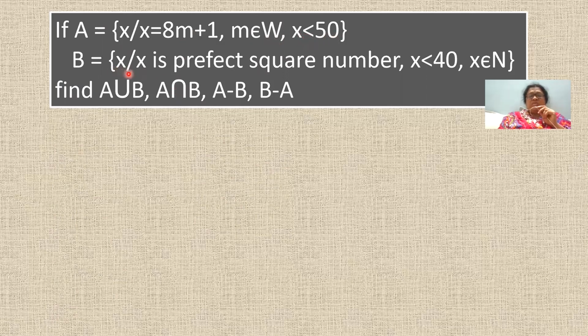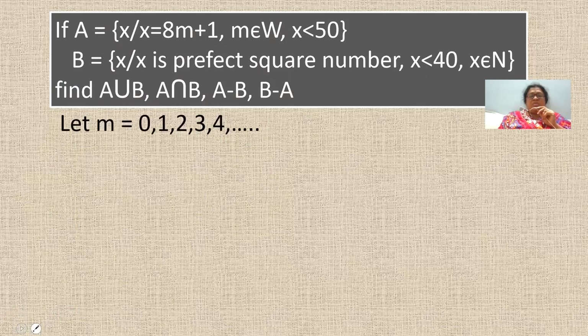Set B is also given in set builder form: x such that x is a perfect square number, and you should have the knowledge of this also. And x is less than 40, and x belongs to N, that is, natural numbers. You have to perform these operations. If you are able to write this set builder form into roster form, then it will be easier, and you can easily solve all these basic operations.